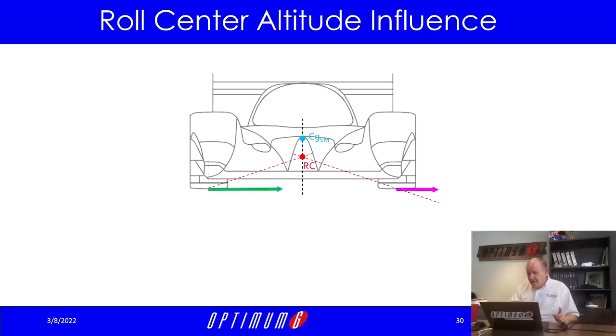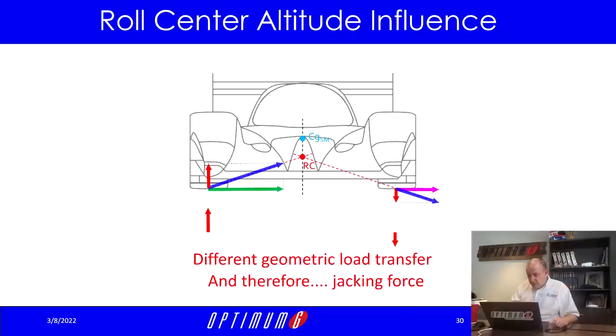And now let's make it a little bit more sensitive, more grip on the outside, less grip on the inside. Redecompose that. I find my geometric weight transfer on the outside wheel, and on the inside wheel they are not equal anymore. So you're going to have a negative, you're going to have a positive, and if you look at this, you're going to have some jacking force there. And this jacking force can put the car up or down. That's only when we keep the roll center in the center.